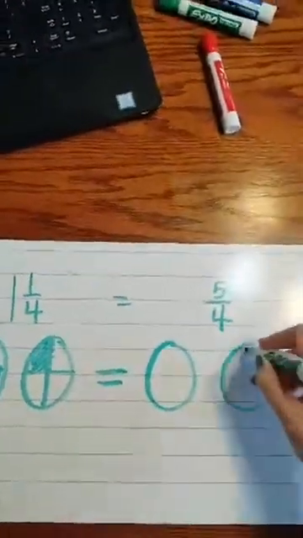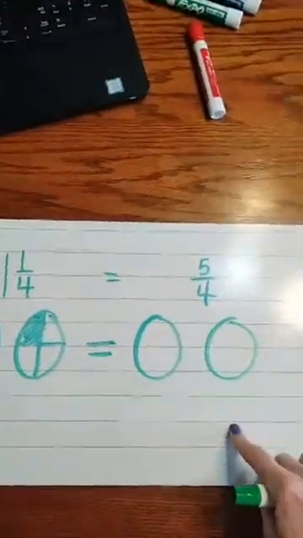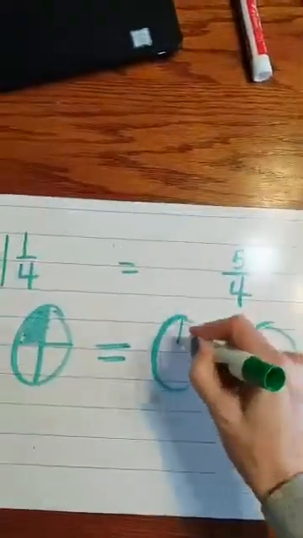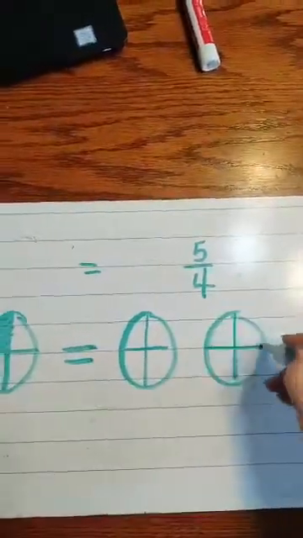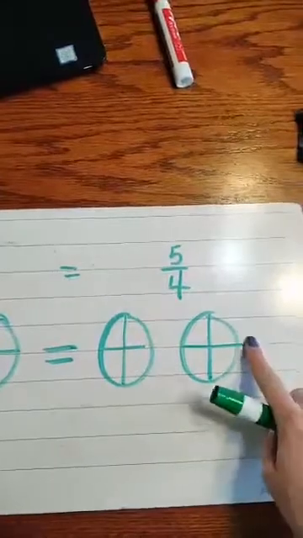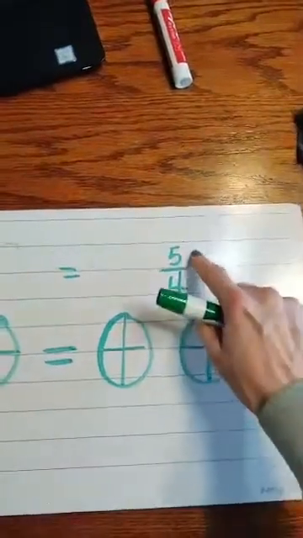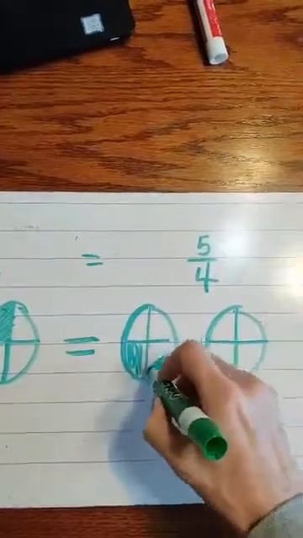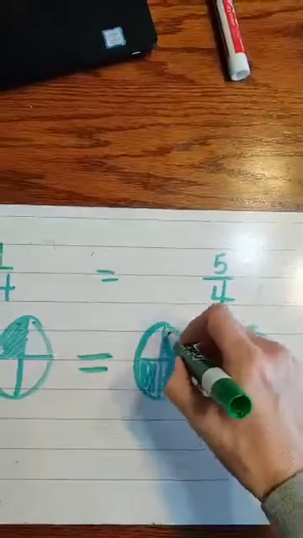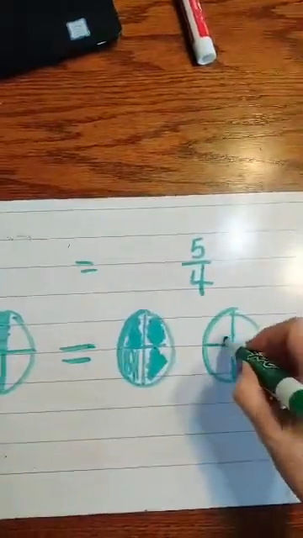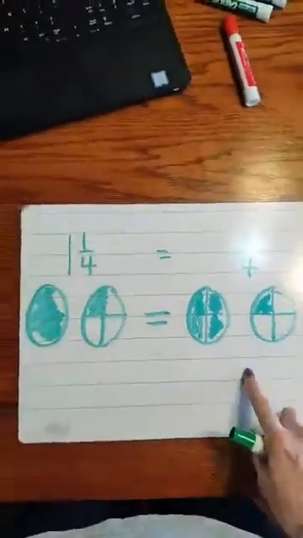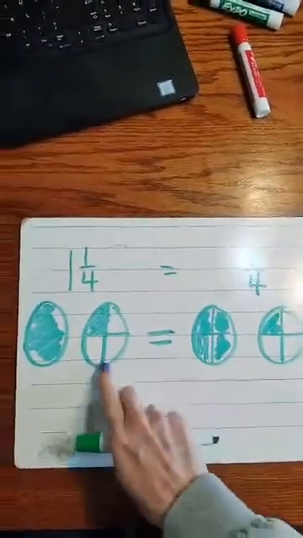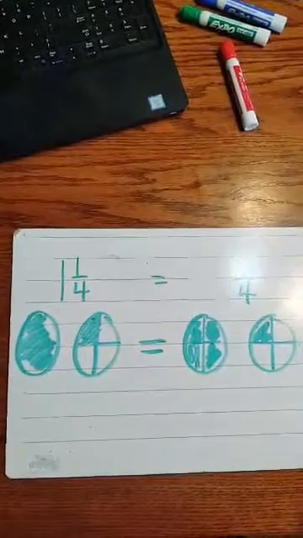So I have my 2 circles over here. And how many pieces is each one of these circles going to be divided into? You got it, 4. Okay, and how many pieces am I going to shade of my circles? Yes, 5. So I shade 1, 2, 3, 4, 5. And we can see that they are equal because I've shaded a whole 1 and 1/4 on the other side, in the other circle.